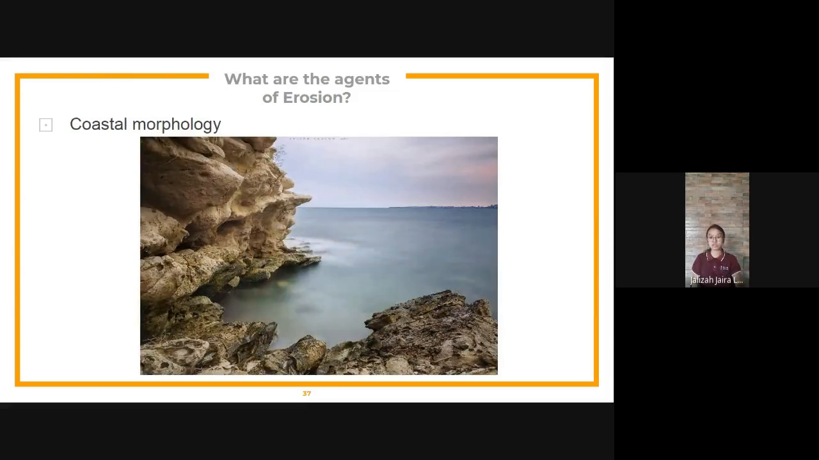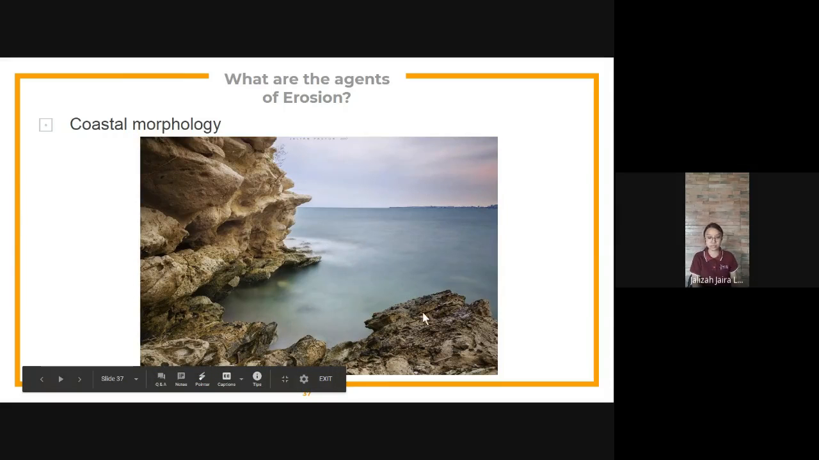We also have coastal morphology. So what happens here is that because of the continuous smashing of the waves onto these rocks, and the water itself contains salt and other minerals, it can also change the shape of the rock and even the color of the rock. And eventually, this actually brings the different eroded materials to other parts.